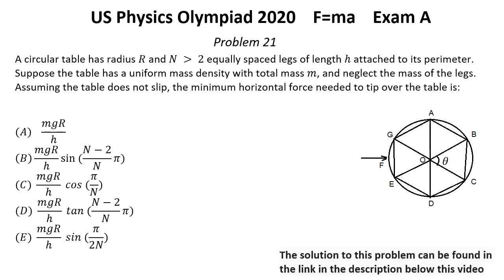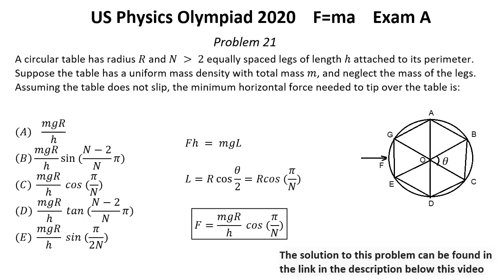Balancing torques on the table about the axis BC, we have Fh equals mgl, where l equals r cosine theta over 2, or r cosine pi over n, is the distance from the center of the table to the midpoint of BC. Solving for F gives the answer: F equals mgr over h cosine pi over n. Note that credit was given for both choices B and C, since they are equivalent. That was the solution for problem number 21.